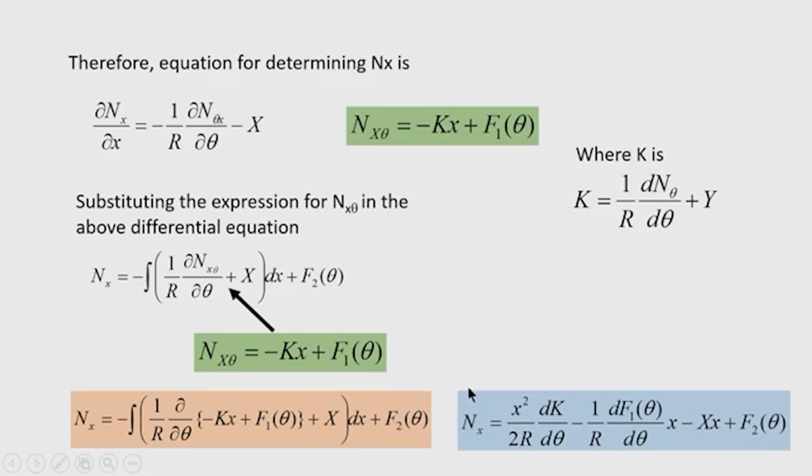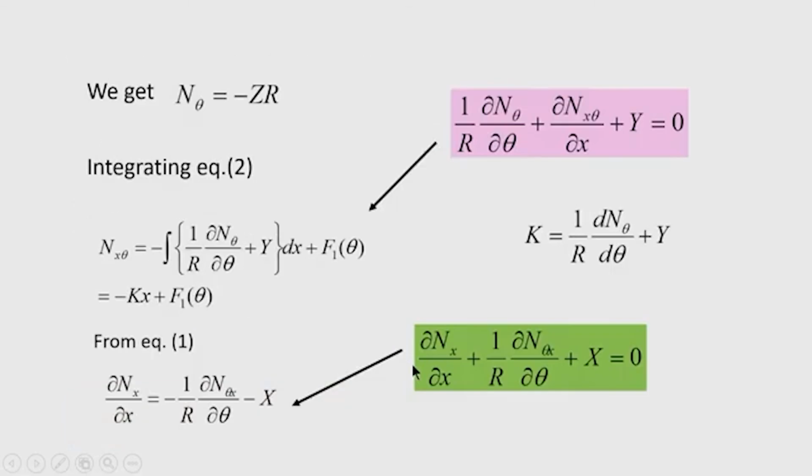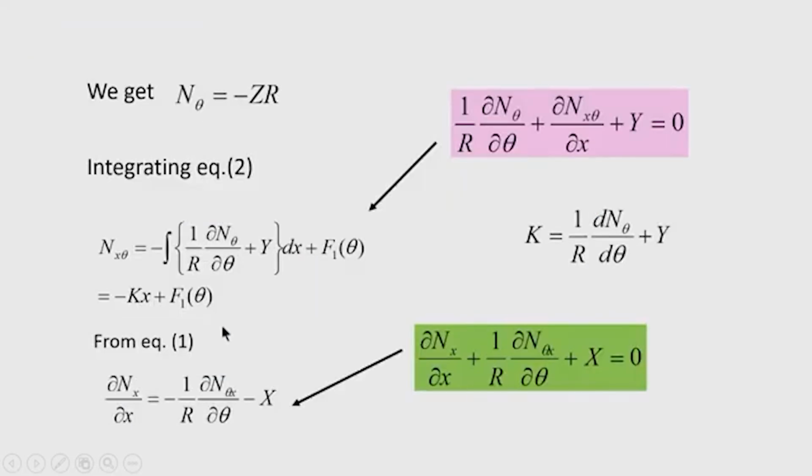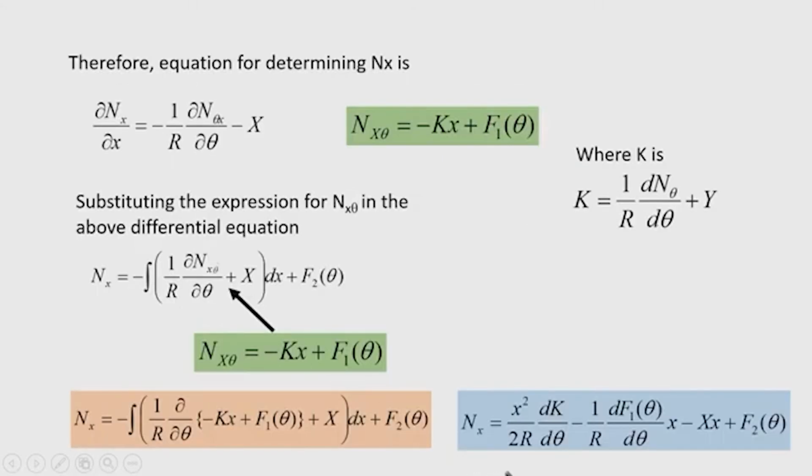So, we have obtained the three expressions of the stresses individually. One is N theta equals z r, that is the first stress. This circumferential stress is easily obtained without solving any differential equation, because the third equation of equilibrium is an algebraic equation. Then secondly, we got N x theta, which is given by minus k x plus f 1 theta, and lastly we obtain the longitudinal stress N x, which is given by x square by 2 r dk by d theta minus 1 by r d f 1 by d theta into x minus capital X into x plus f 2 theta.